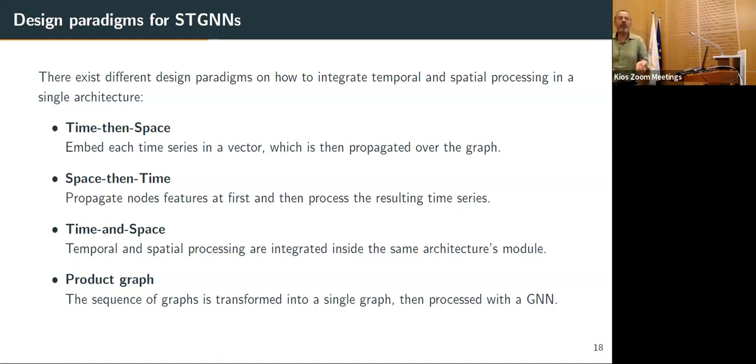And what about if we do time and space processing all together? Then there is another approach, which is called the product graph, which starts from space and time and generates one graph. Only one graph, which is the product graph. And having this unique graph blending space and time, you do all the processing there. I will go into further details. But as you see, some of them are very intuitive.